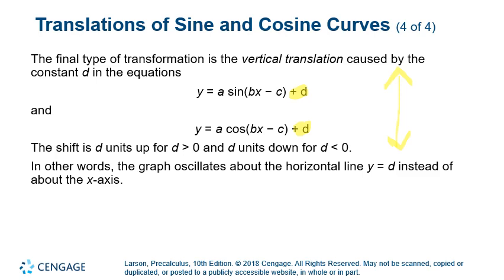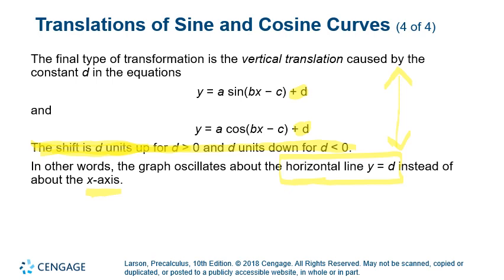So what it's saying here, and this part's particularly helpful, I think. I'm going to highlight this part right there. The shift is d units up for d greater than 0, and d units down for d less than 0. And so what's happening now, the graph is now shifted in a direction, up or down, and the middle of the graph is no longer the x-axis. It's the line y equals d. And we'll look at that a little bit as we go through this over the next few classes.